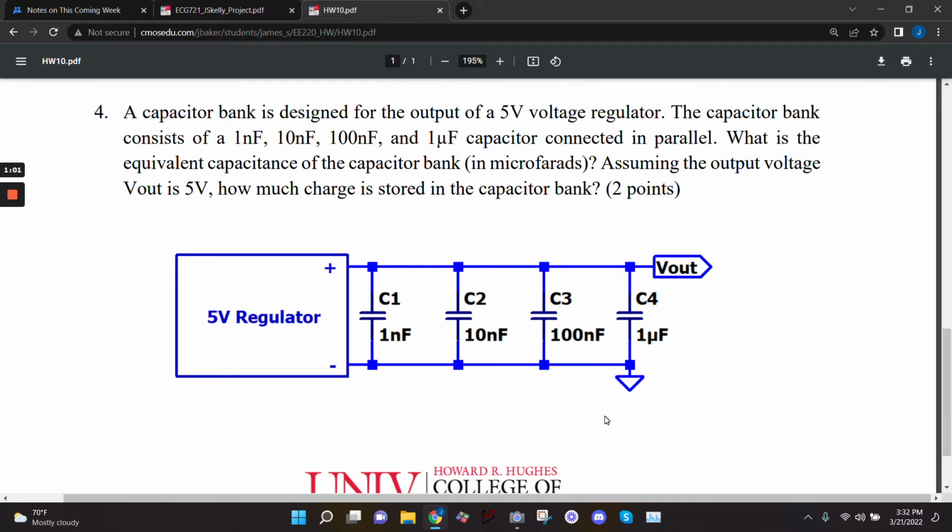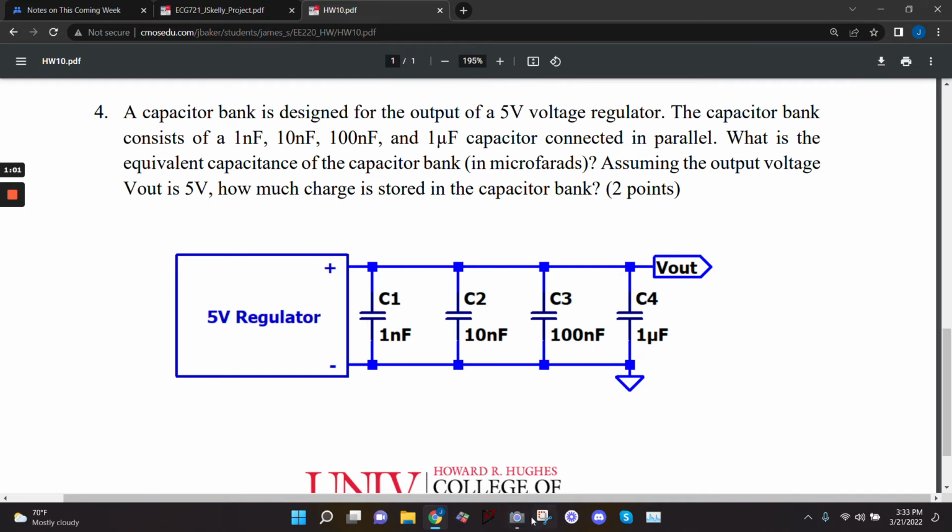But so let me just read this question. It says a capacitor bank is designed for the output of a 5-volt voltage regulator. So I'm just giving like an application problem. The capacitor bank consists of a 1 nanofarad, 10 nanofarad, 100 nanofarad, and a 1 microfarad capacitor connected in parallel. Everybody sees they're connected in parallel? Yeah. What is the equivalent capacitance of the capacitor bank in microfarads, assuming the output voltage is 5 volts? How much charge is stored in the capacitor bank?